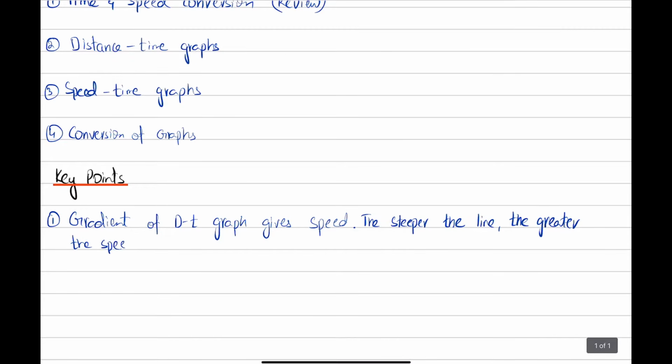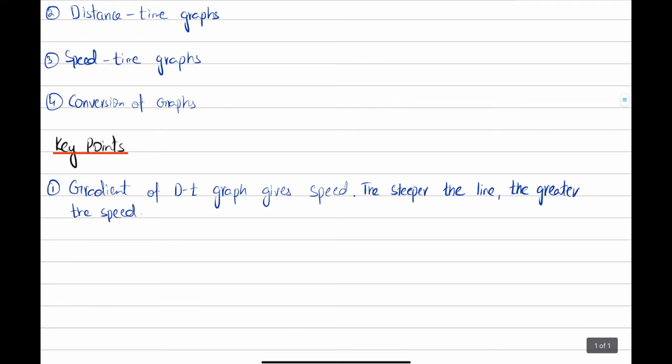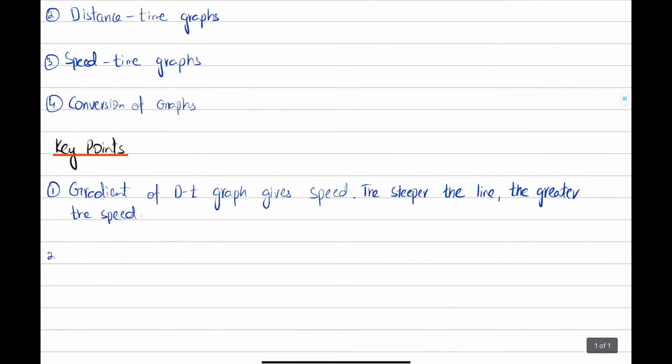So you have to carry this: gradient of distance time graph gives speed. The steeper the line, the greater the speed, or the higher the speed. Key point number 2: gradient of speed time graph gives what? Acceleration. Now we'll talk about this as well. For those of you who are doing this for the first time, you wouldn't know what I'm saying, so don't worry about it. When we get to speed time graphs, we will discuss this.